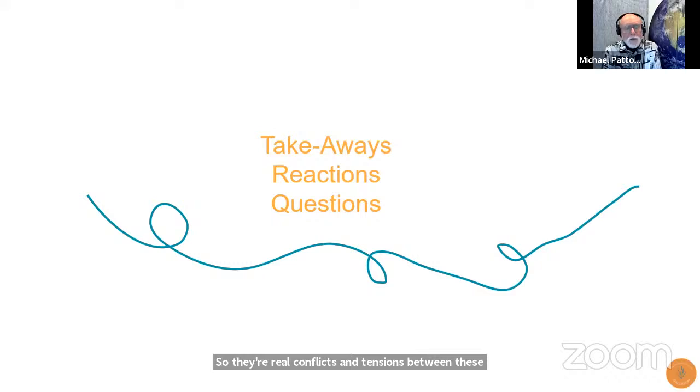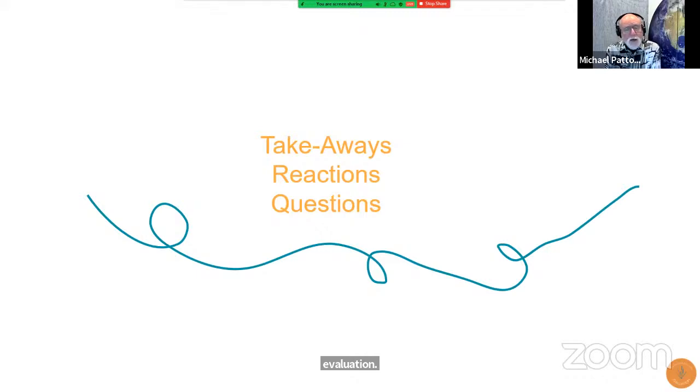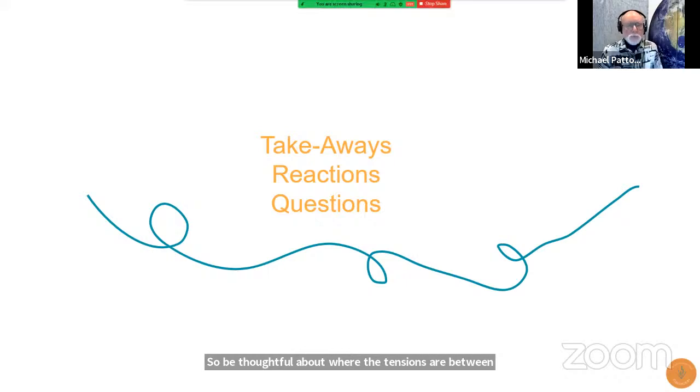You can't really, although I hear people asking for it all the time, do good developmental evaluation and good summative evaluation at the same time. They actually involve quite different perspectives. Summative evaluation is about a generalizable, fixed, high fidelity model. Developmental evaluation is about ongoing adaptation, where the model is adaptation, not a fixed set of practices. So be thoughtful about where the tensions are between different kinds of evaluation, and don't just throw them all in and try to do them all with one evaluation design. There are real tensions between the types.